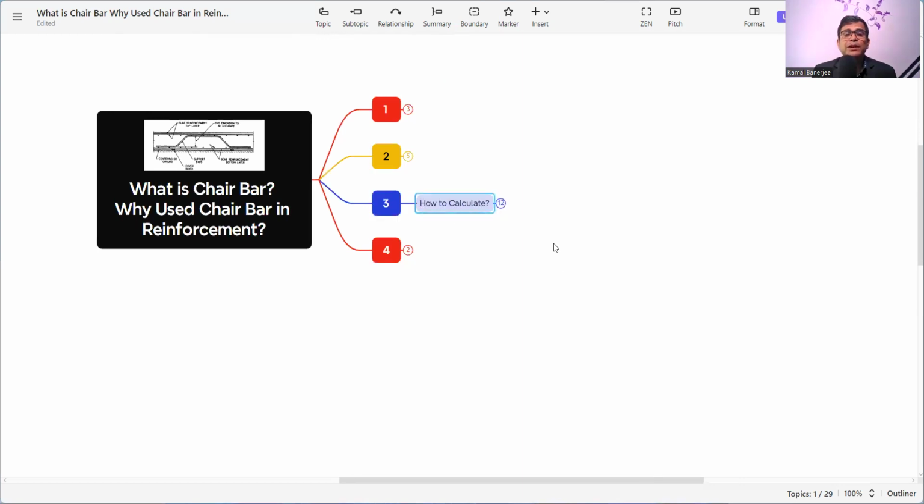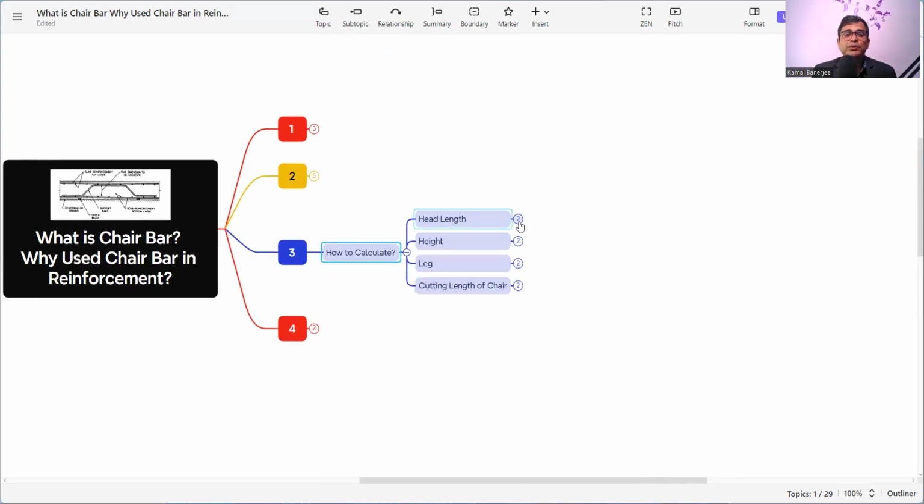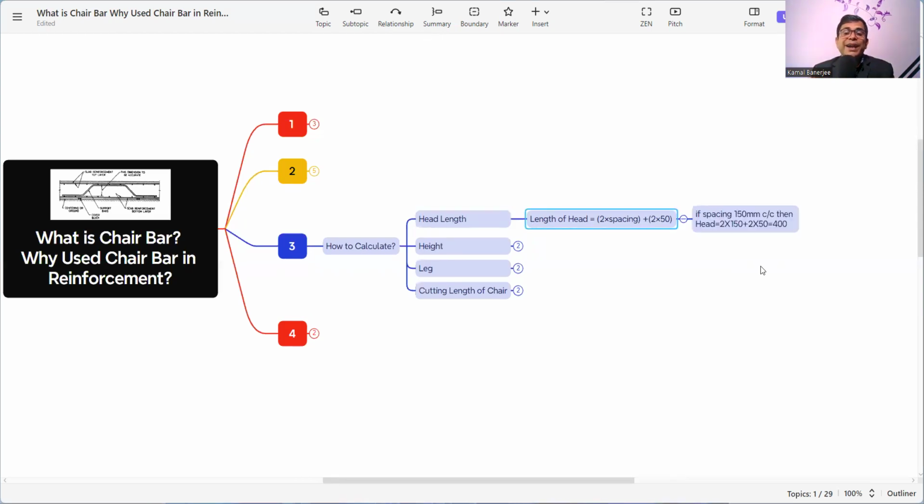The first thing is the head length. Head length, which is that one? The top portion. The length of the head will be 2 into spacing plus 2 into 50. So what is the spacing? Suppose the center distance of the reinforcement mesh is 150. Then what will be the length? If the spacing is 150, then the head length will be 2 into 150. Why? It is two number of spacing, so one spacing, two spacing, 150 plus 2 into 50. So in total, it will come to 400. 2 into 150 is 300, plus 2 into 50 equals 100, so 400. So the head length formula is 2 into spacing plus 2 into 50.